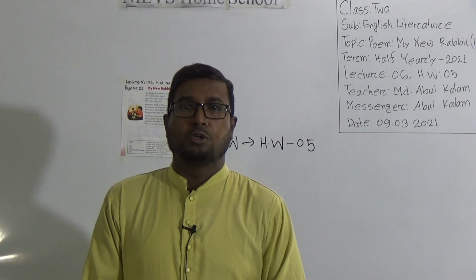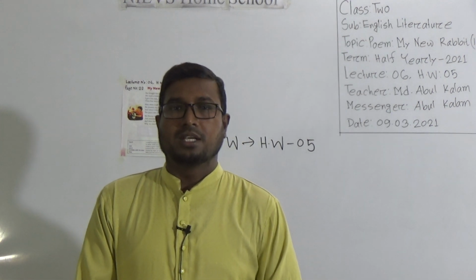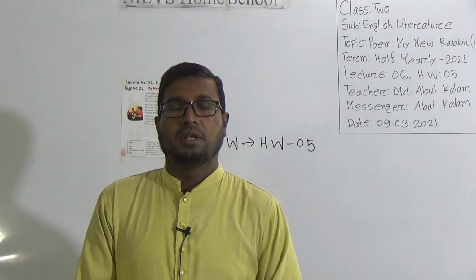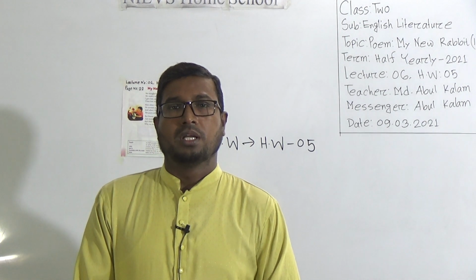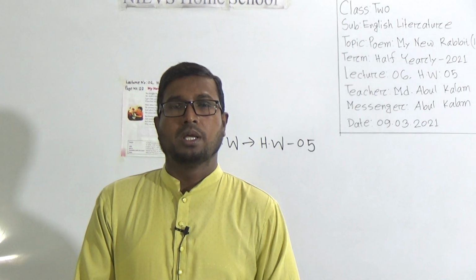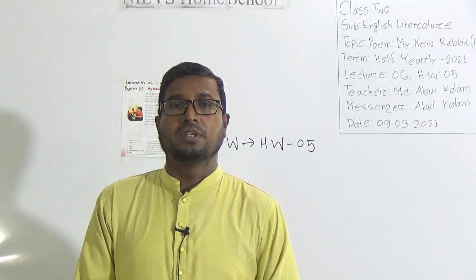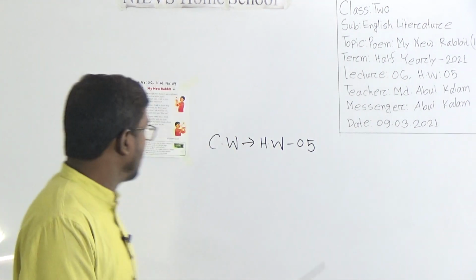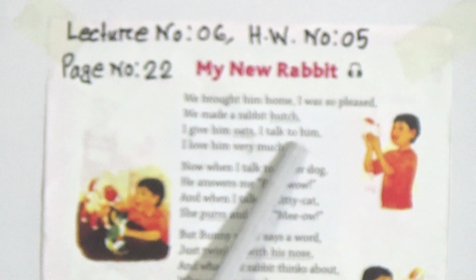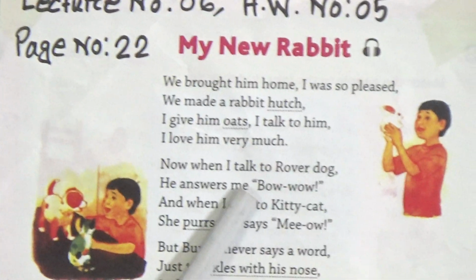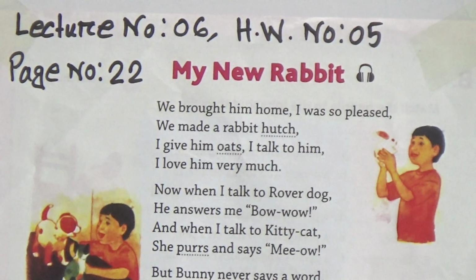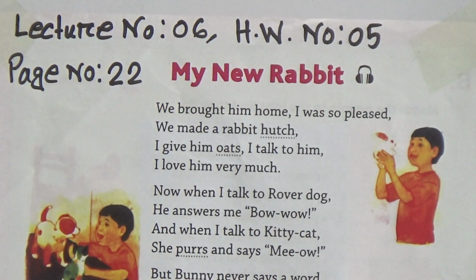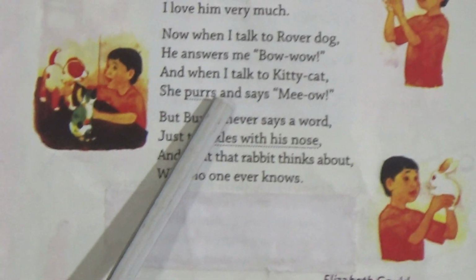Dear learners, I hope all of you have understood the interesting poem My New Rabbit, written by the poet Elizabeth Gould. Dear students, whenever you do your homework, please keep this in your mind. After 4 lines there is 1 stanza. Then after giving a gap, you will start the next stanza. It will be 4 lines, then 4 lines. Please follow the way it is written in our Buzzword book, page number 22.